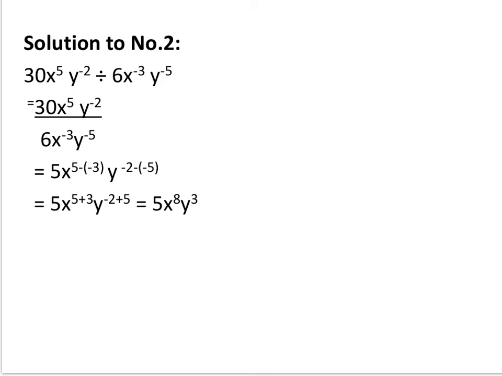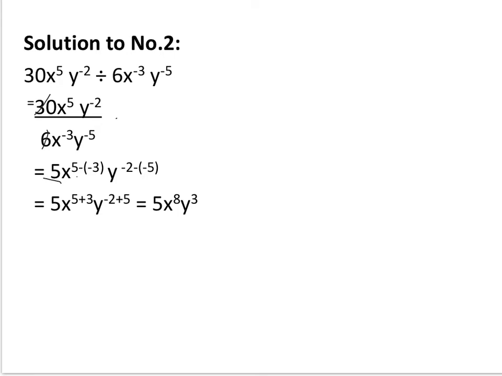Solution to number 2. 30x raised to power 5, y raised to power minus 2, divided by 6x raised to power minus 3, y raised to power minus 5. So this is equal to 30x raised to power 5, y raised to power minus 2, all over 6x raised to power minus 3, y raised to power minus 5. So to solve, we have 30 divided by 6, you have 5. So 5 times x raised to power 5.